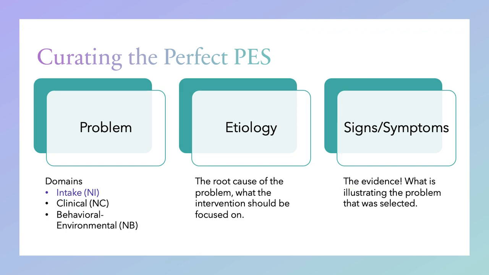The nutrition diagnosis is written as a PES statement, which includes the problem, etiology, and signs and symptoms of the problem. The problem statement should use official nutrition care process terminology, which can be found online at the ENCPT website. The statements are organized into 3 domains: intake, clinical, and behavioral environmental.